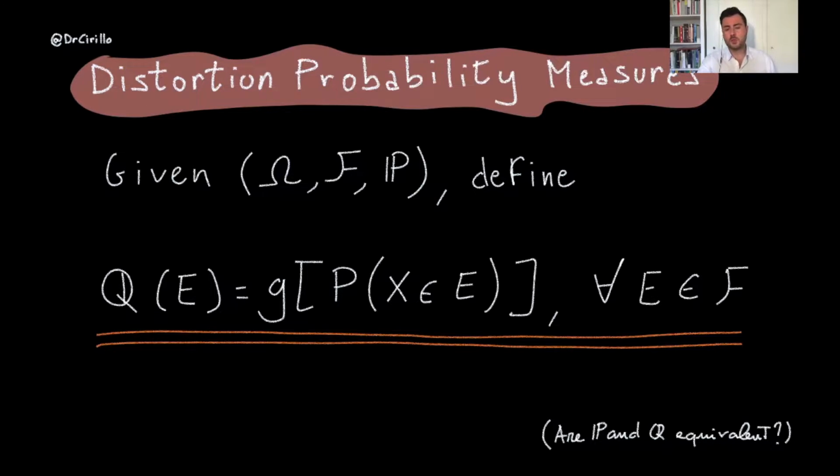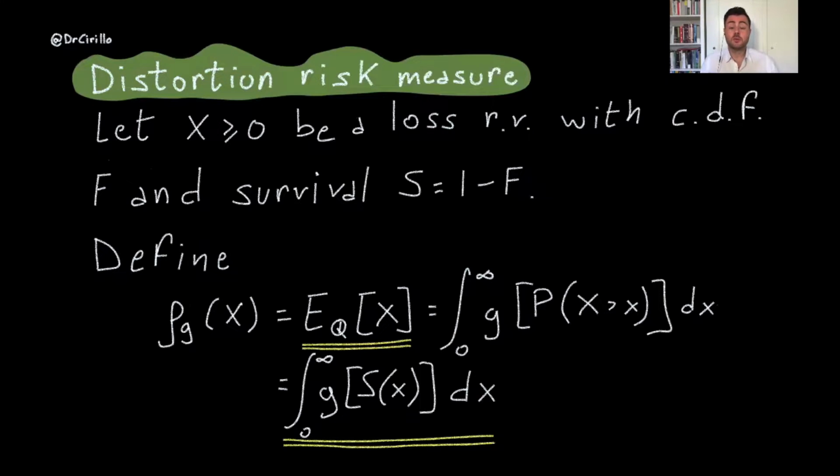Now, once we have distortion functions, once we have distortion probability measures, we can then consider, for example, distortion risk measures. Now, risk measures are not an important part of our course. It will be an important part of the other course I'm teaching at this moment, that is to say quantitative risk management, but it's nevertheless interesting to observe the following.